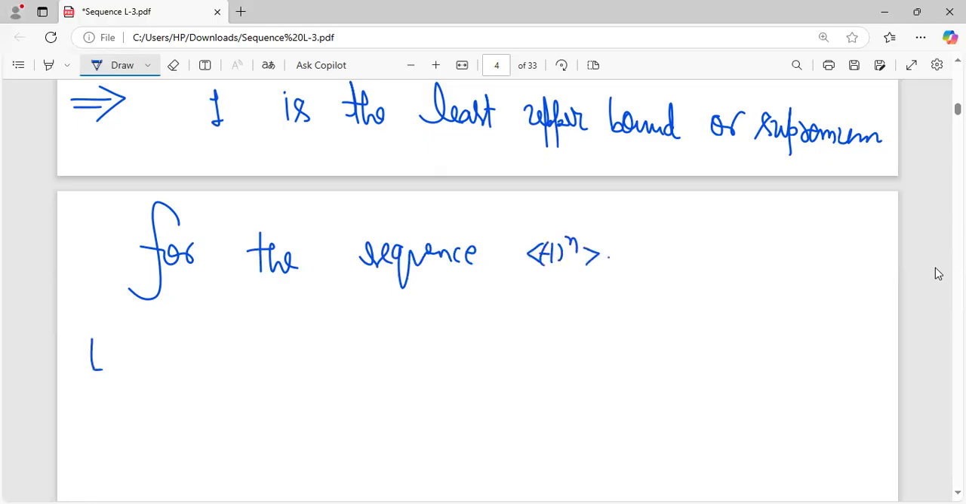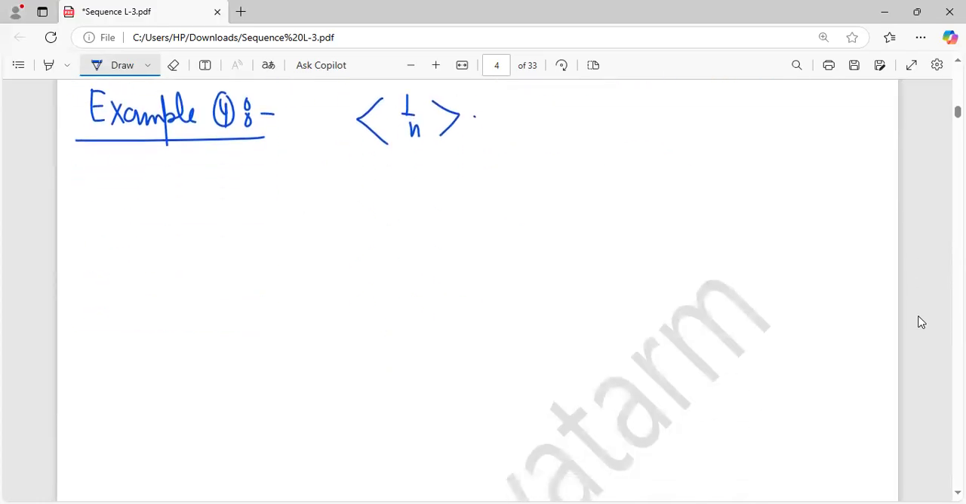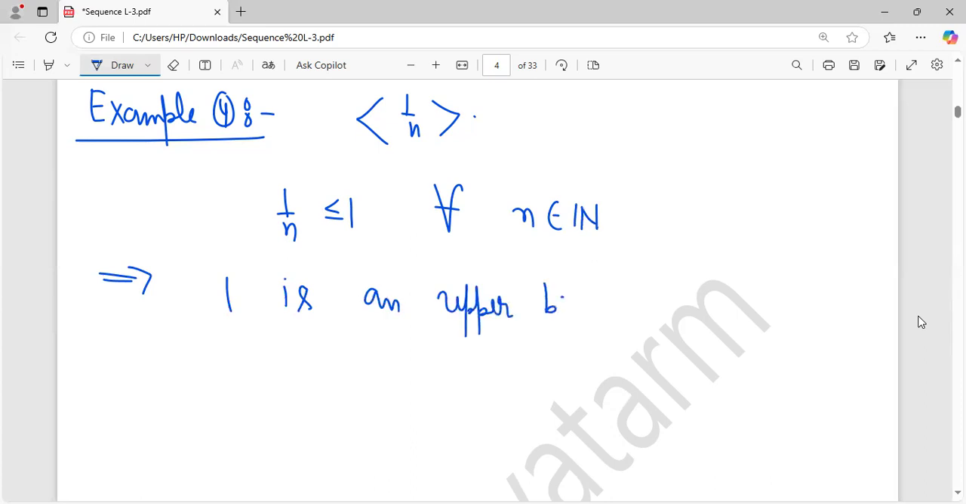Now another example. Take the sequence 1 upon n. So 1 upon n is always at most 1. So this implies 1 is an upper bound for this sequence.